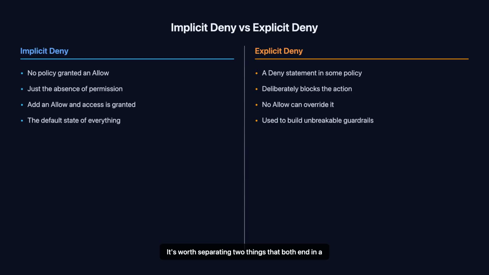It's worth separating two things that both end in a no, because the exam loves to blur them. An implicit deny just means no policy ever granted an allow. It's the absence of permission, the default state of everything. Add an allow, and the access flows. An explicit deny is completely different. It's a deliberate deny statement written into some policy, and no allow anywhere can override it. That's what makes it the tool for building unbreakable guardrails. Same outcome, very different power.